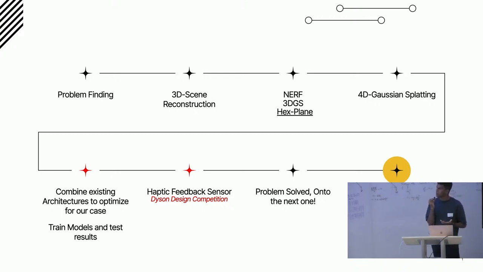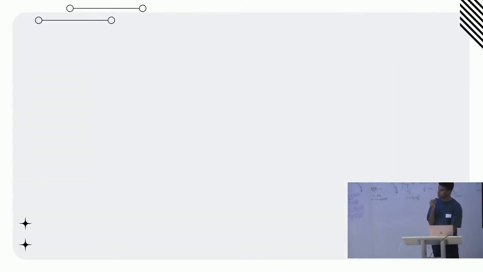Then we looked at NeRF, neural radiance fields, and 3DGS, 3D Gaussian splatting. 4D Gaussian splatting can simply be explained as the 3D version encoded in time. So you have a time-dependent reconstruction of an image. So my main prerogatives were to combine these architectures, something for our usage, train a model and its test cases, and to create a haptic feedback sensor, which adds in a dynamic layer to this imaging system.